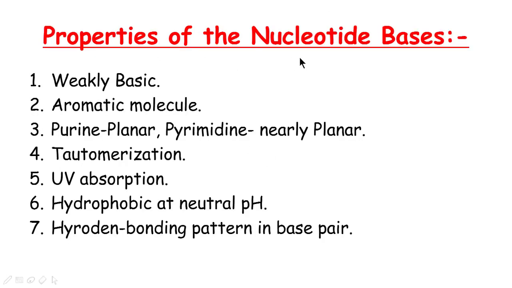What are the properties of the nucleotide bases? The first is weakly basic. The second one is the aromatic molecule. The third one is that purine is planar and pyrimidine is nearly planar. The fourth one is tautomerization. The fifth one is UV absorption. Sixth is hydrophobic at neutral pH. And the seventh is hydrogen bonding pattern in base pair. Sorry for the wrong word.